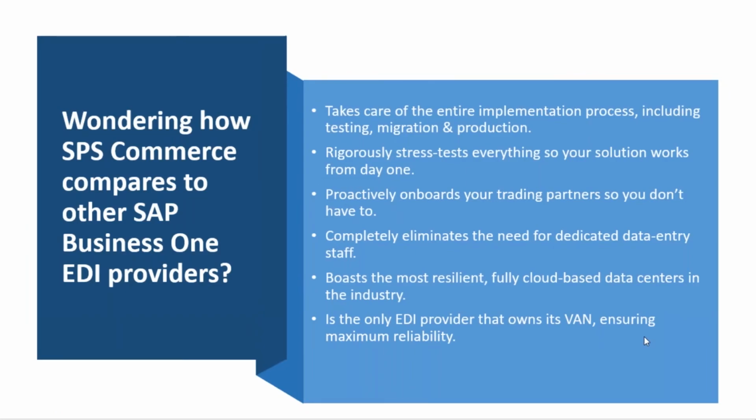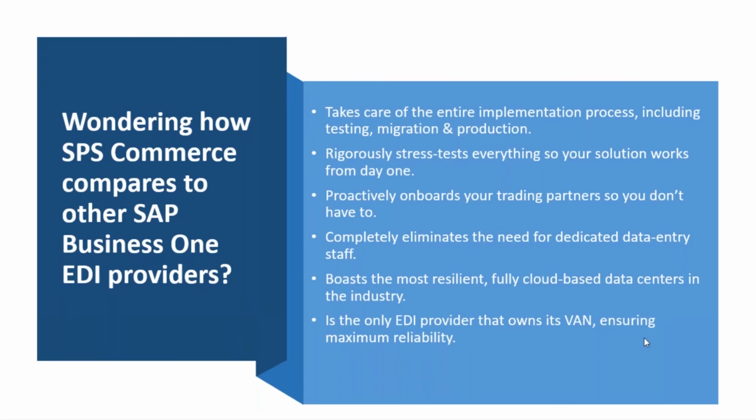So you might be wondering how SPS Commerce compares to other SAP Business One EDI providers. What we do here is we take care of the entire implementation process, including testing, migration, production. We rigorously stress test everything so your solution works from day one. SPS Commerce proactively onboards your trading partners so that you don't have to, eliminating the need for a dedicated data entry staff. Vision 33 and SPS Commerce boasts the most resilient, fully cloud-based data centers in the industry, and is the only EDI provider that owns its own VAN, ensuring maximum reliability.